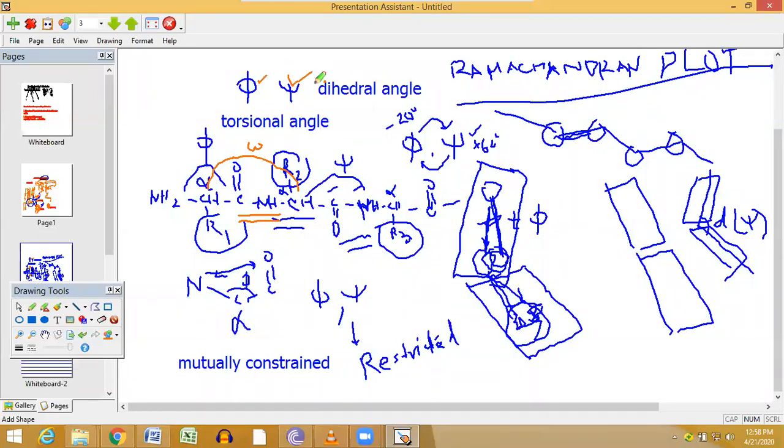Okay, this is one thing. And the second thing, this is one thing we should know. And then another thing we should understand, that we know alpha helix now. Okay, we know alpha helix.